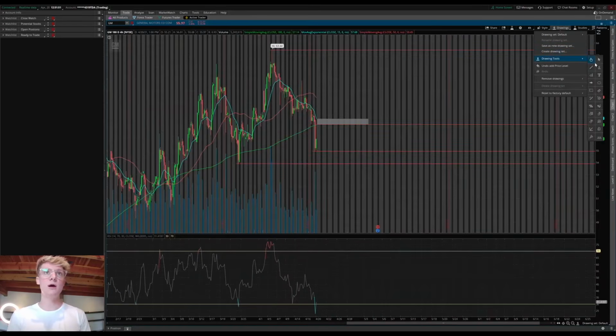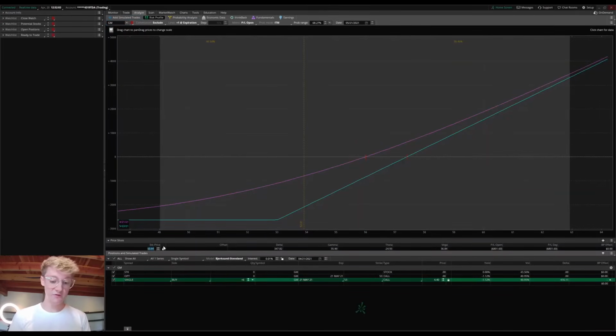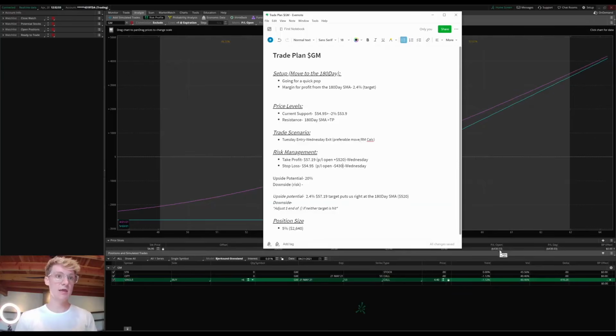So I'm going to set my targets for 54.95. This is going to be my stop loss at 54.95. Again, calculations for 54.95 would put us at negative $416. Again, this number's shifting because the price is still moving, but our stop loss, we're going to put at 54.95. That's going to put our P&L open at negative $430. If tomorrow we do get a sell-off, we have our stop loss set at 54.95.